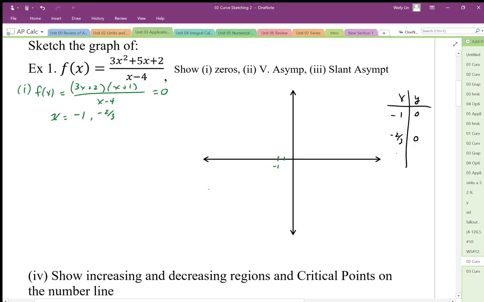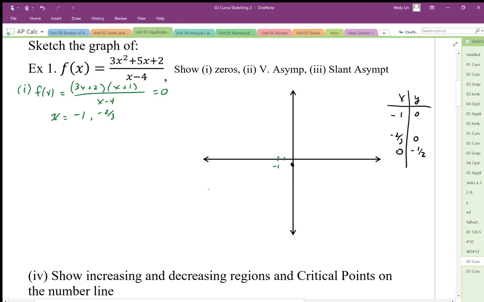Might as well work out a y-intercept here as well. So y-intercept is going to be when x is 0. And I plug that in, I'm going to get -1/2. So let's say that's going to be down here somewhere. Okay, so I'm going to make my y scale a little bit different than my x scale. Okay, so there are my zeros.